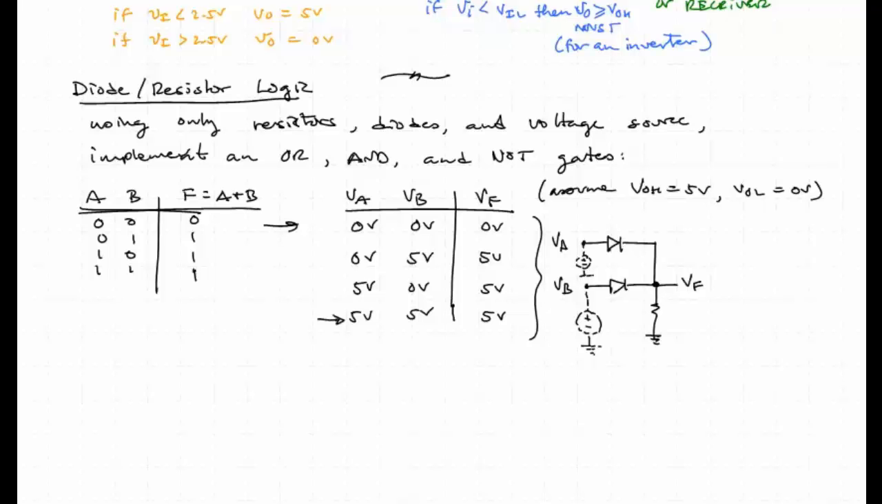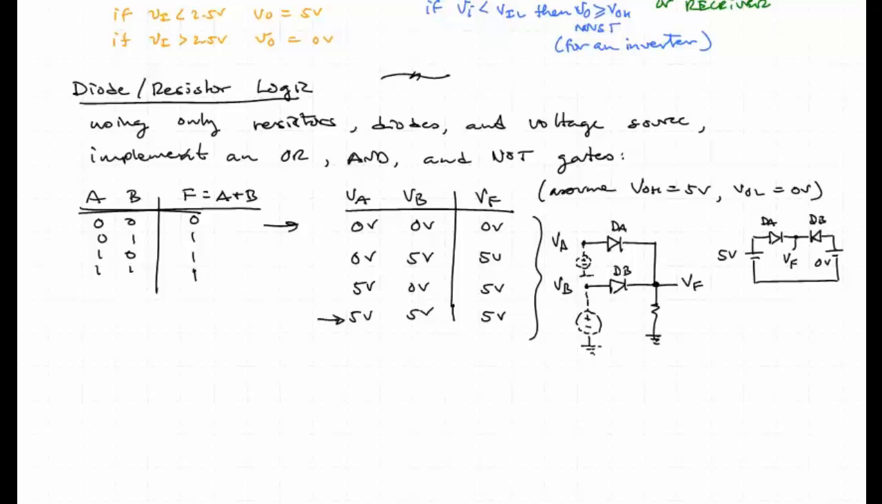And let's consider the case where these two voltages... I'm going to redraw it a little bit differently here, just to help you conceive of what's going on. So if we have 5 volts and 0 volts, and this here is VF, and we call this DA and DB. These are ideal diodes, so when they're on they have 0 volts.